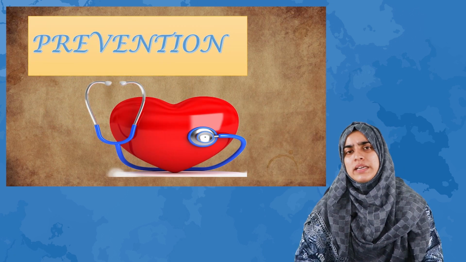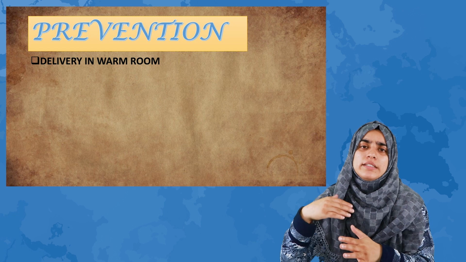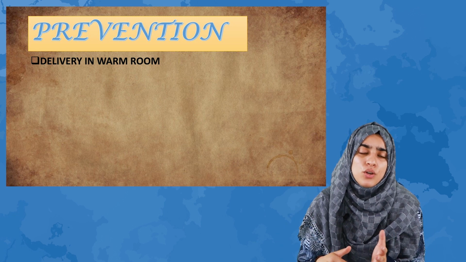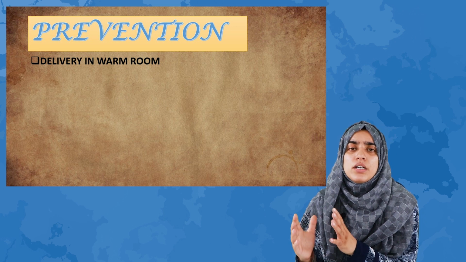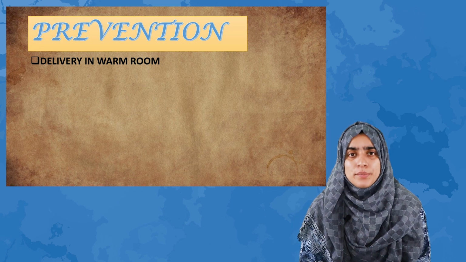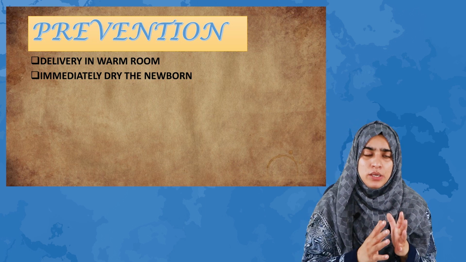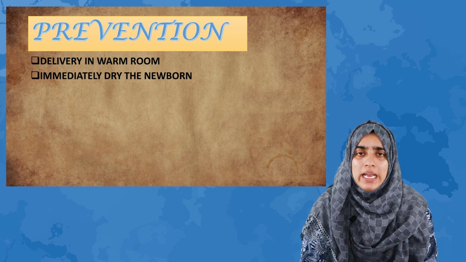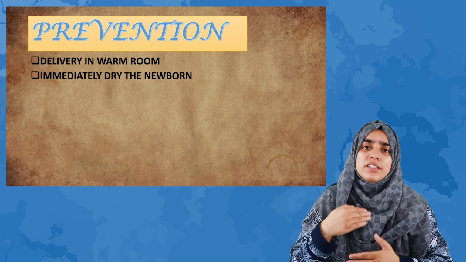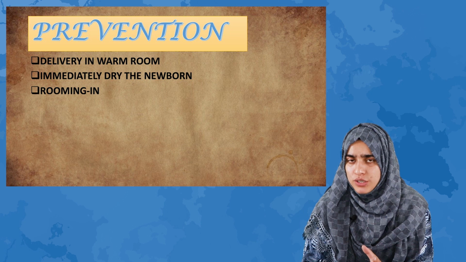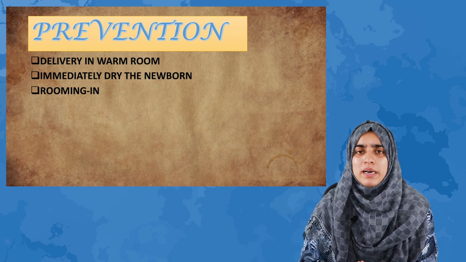How can we prevent this condition? First of all, the delivery is to be conducted in a pre-warmed room. After the birth of the baby, immediately cleanse the baby with a soft towel, and wrap the baby in a double folded towel. Then rooming in is encouraged, that is the baby is kept near the mother's side.